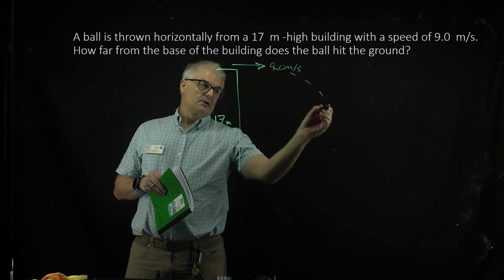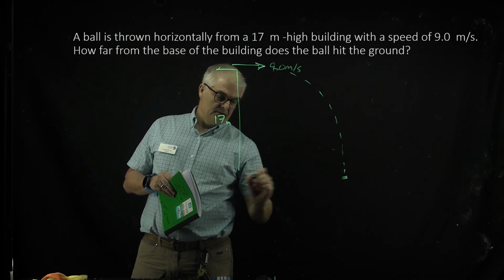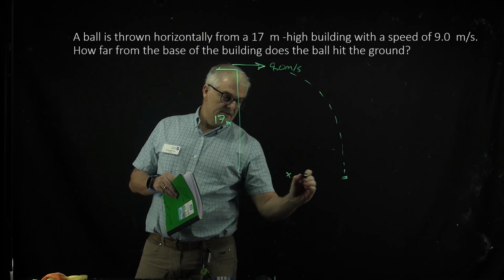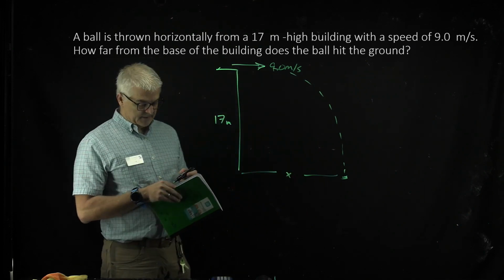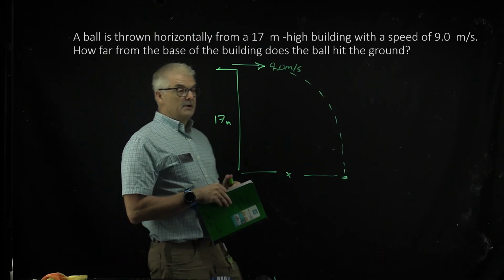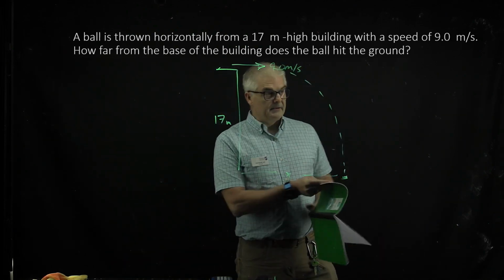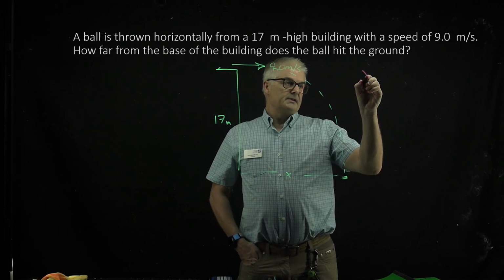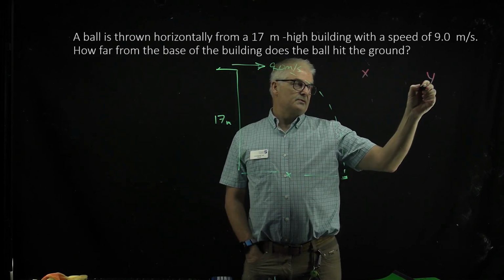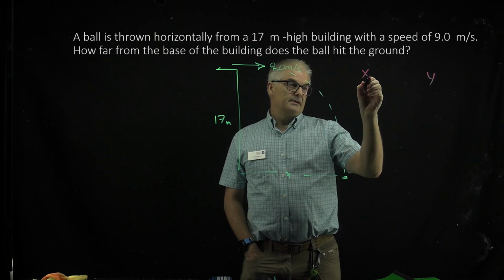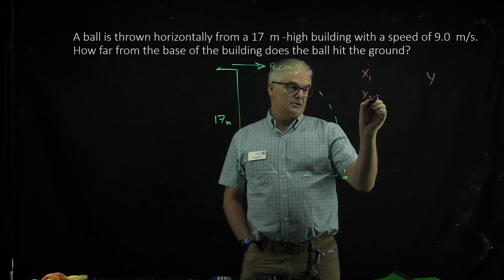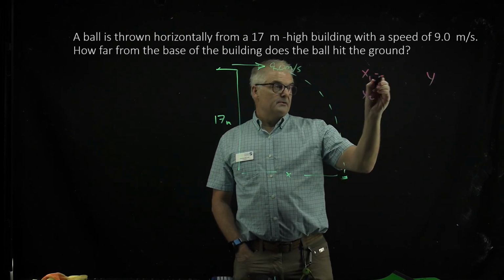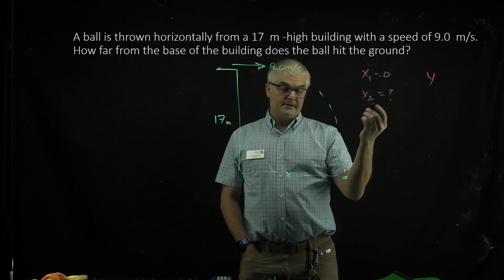So it's going to arc, and it's going to land here, and you're asking, what is this value of x? That is really the question that you're trying to answer. Again, a reminder, as we've talked about in videos, you really want to set up your charts, your x and your y charts. So you've got x1, x2. x1 is 0. x2 is what we're trying to find.